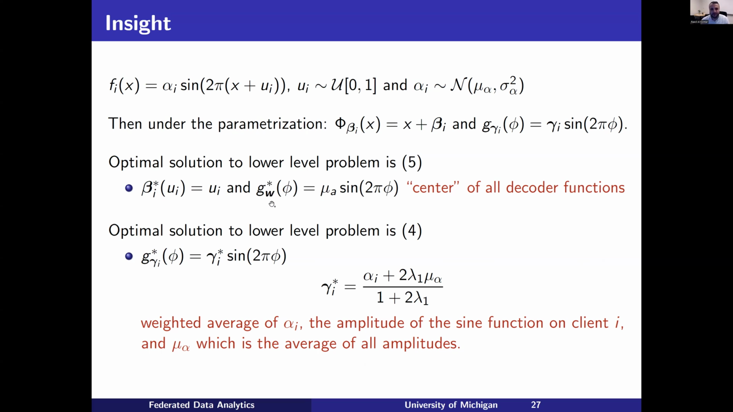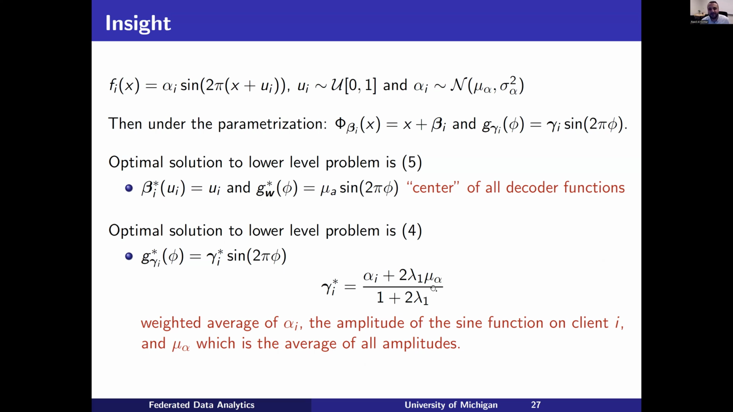g of w, so the w being learned, takes the form of mu alpha, and mu alpha is just the mean of alpha. So basically, this dummy decoder that we have, the single decoder that maps everything, can be seen as a center over all the decoders. It's the average decoder, mu alpha, which is the mean of alpha. And then when we want to do the personalization, gamma I becomes a weighted combination of the actual true parameter and this mean decoder.